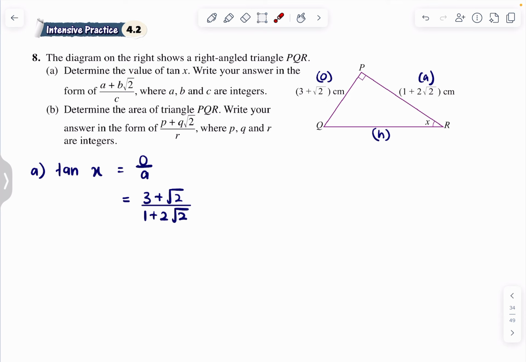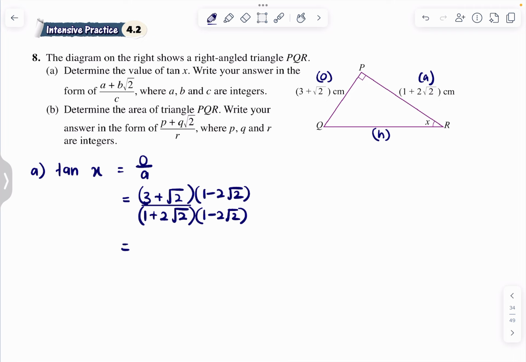So rationalize means the denominator cannot have a root. To get rid of the root, we have to multiply with the conjugate of this. Conjugate means if this is 1 plus 2√2, the conjugate will be 1 minus 2√2. Then on top also you must multiply by the same thing.